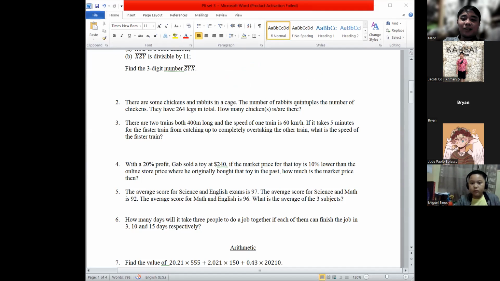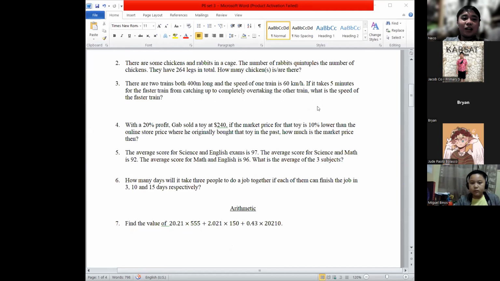And that's it. Number 3. How about this one? Does anyone know how to answer this one? It takes 5 minutes for the faster train to go from catching up to completely overtaking, because a train has a length, right? Each of them is 400 meters. What is the speed of the faster train? How do we do this one?